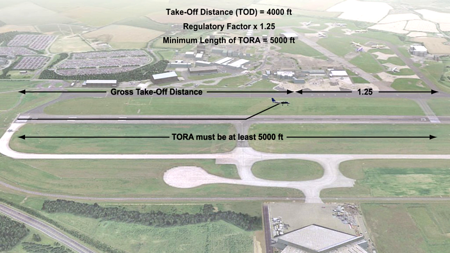This fact helps us to see the difference between net and gross performance. Here, the gross performance for takeoff is 4,000 feet, but the net performance, which is always worse than the gross performance, is 5,000 feet.